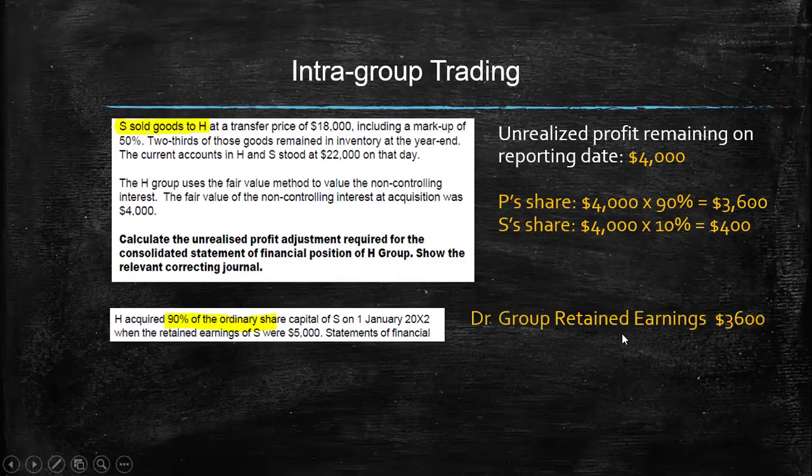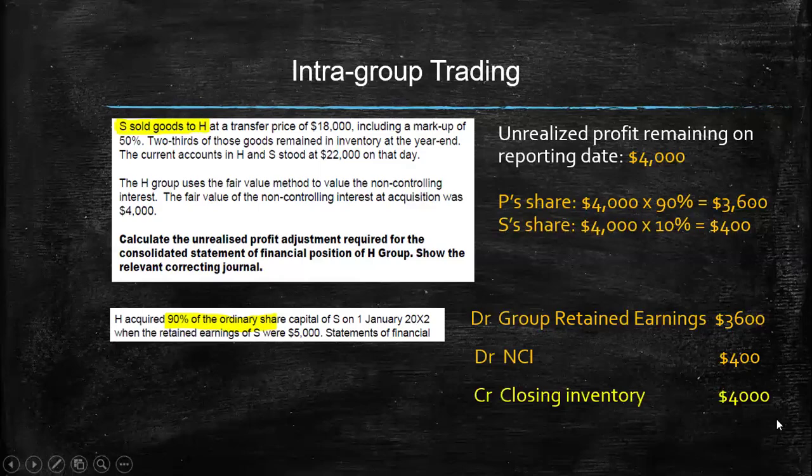So we will debit group retained earnings with the parent's share of this unrealized profit. We will subtract in calculation form, this 3,600 will be subtracted from the group retained earnings calculation. And then the remaining 400 will be debited in the NCI account, or it will be subtracted from the NCI calculation, from working 4, that is. And then the total amount of remaining unrealized profit of 4,000 will be credited in the closing inventory, which means that it will be subtracted from your closing inventory value in the statement of financial position.